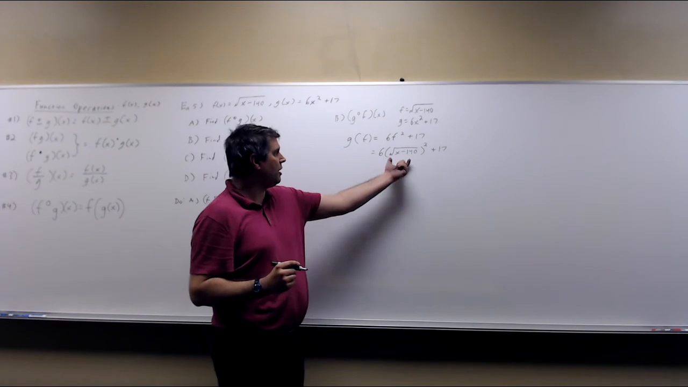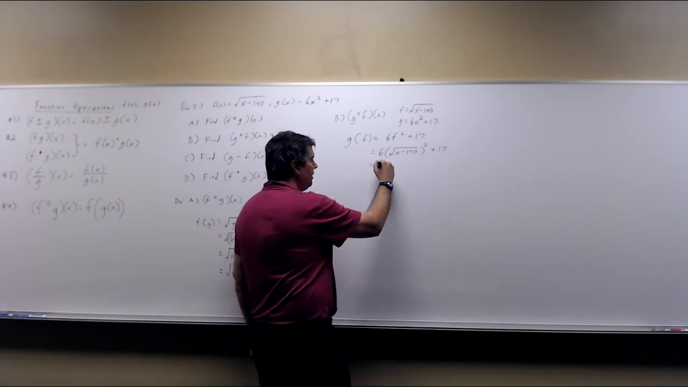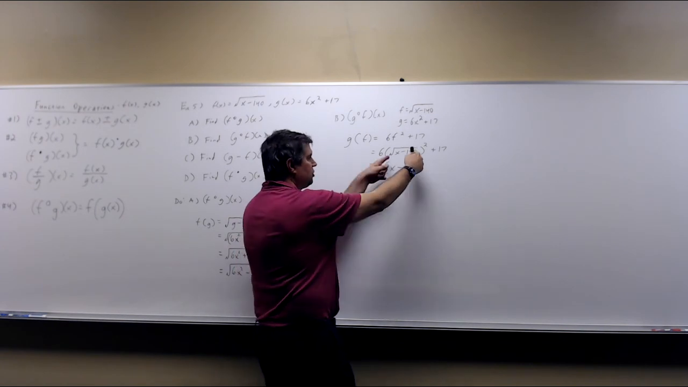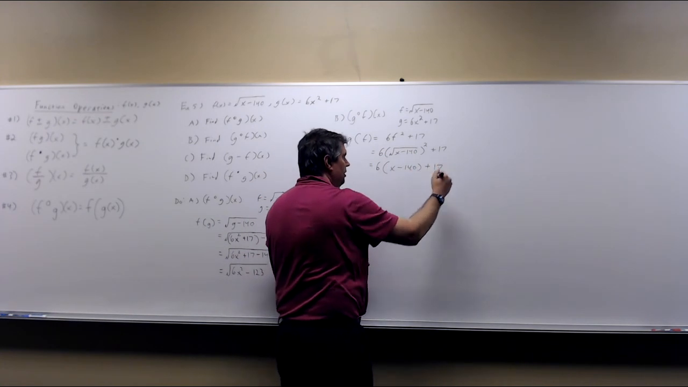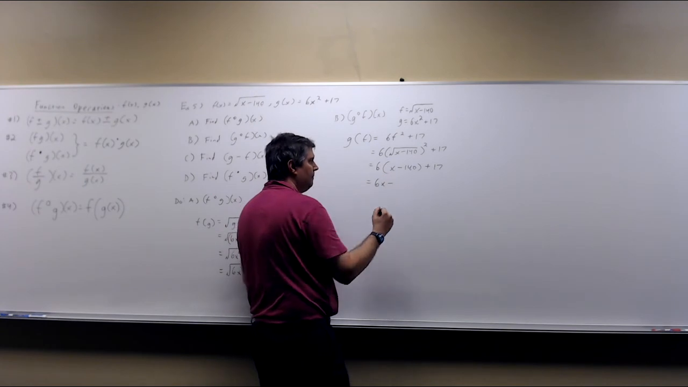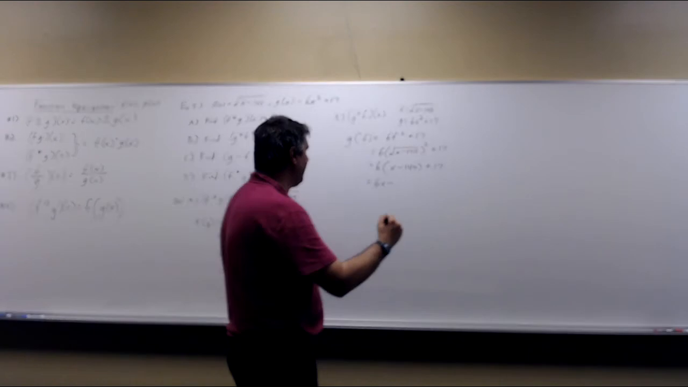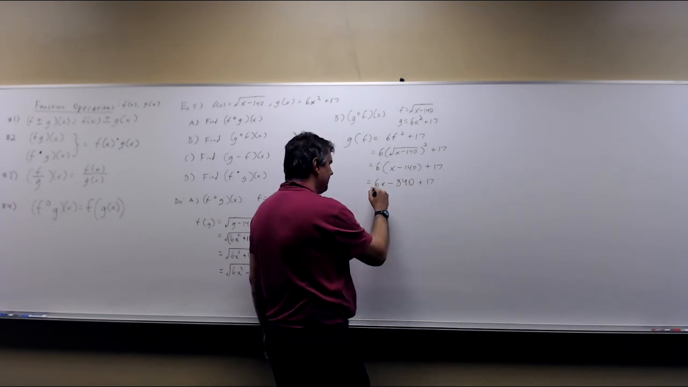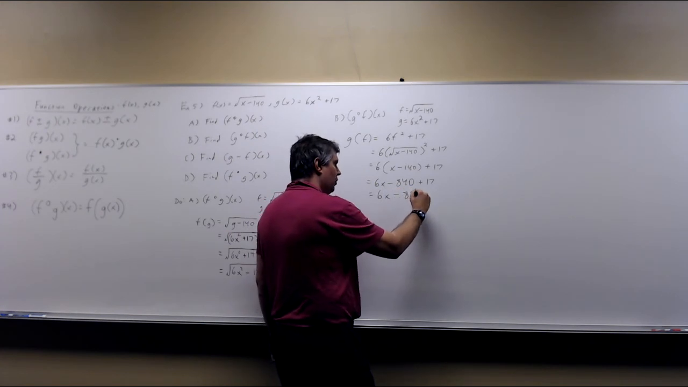Well, folks, the square root of x minus 140 squared is just going to leave me the x minus 140. Because the square root squared just leaves me that quantity. Just leaves me the radicand. So I end up with 6x minus 840 plus 17. So that's going to be 6x minus 823.